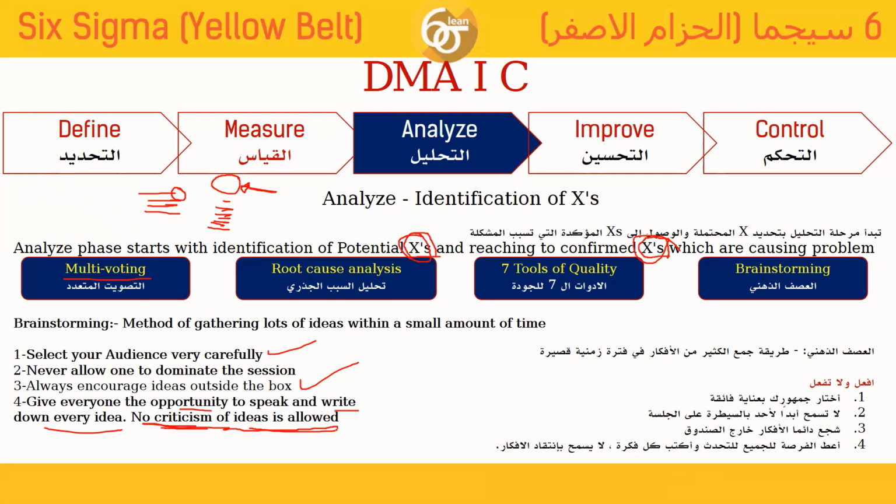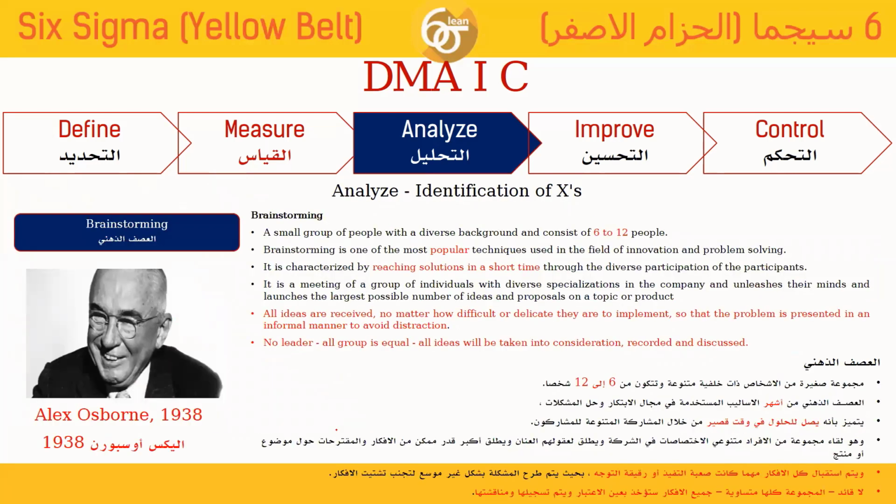any type of idea, and you need to select your audience very carefully. No one should dominate or control the session. You need to encourage them to have ideas and to get ideas from out of the box. Okay, so who is behind the brainstorm? There is a scientist we call Alex Osborn. Alex Osborn is the one who came up with the idea of brainstorming in order to get to the root cause or the X's.